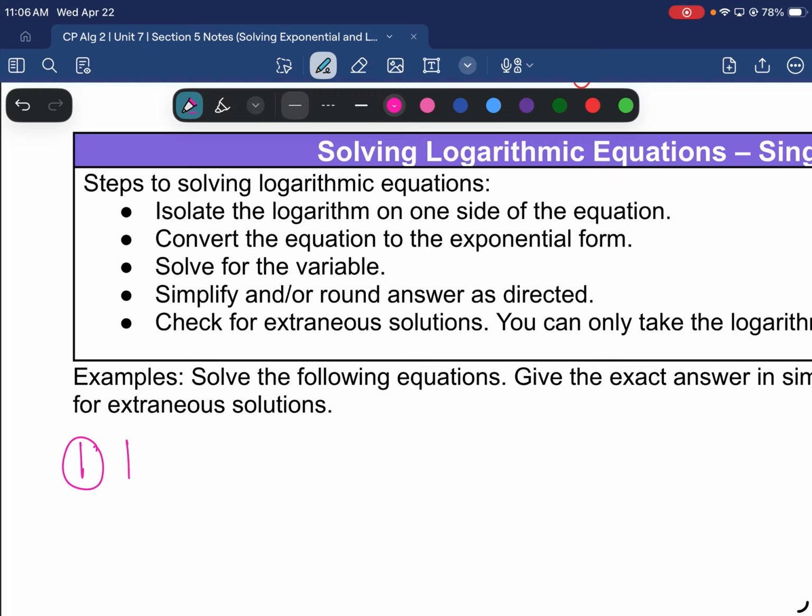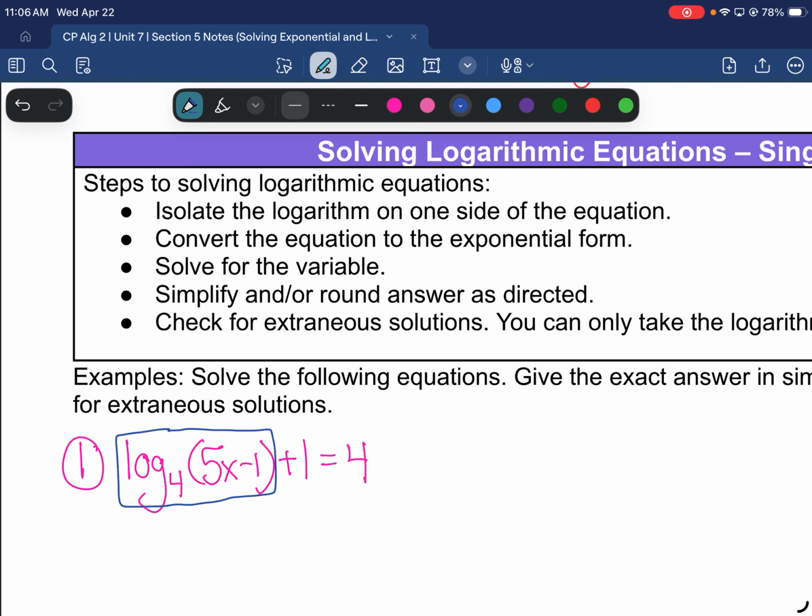Okay, here it is. Log base 4 of 5x minus 1, plus 1 equals 4. So my first step in that box said isolate the log. That means you're getting this whole thing by itself, from the word log to the closing parentheses.